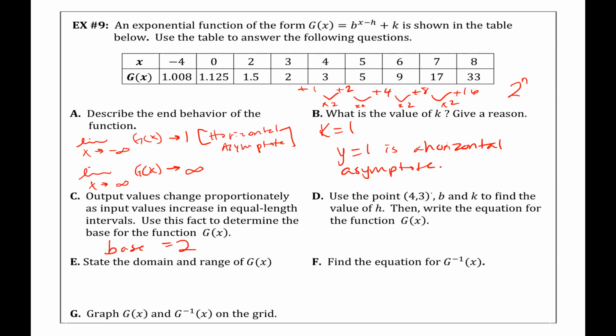Okay, so we're going to use the point 4, 3 to find b and k, the value of h. So we're going to plug in what we do know and solve for what we don't know. And we can use 4, 3. We could have used 3, 2.